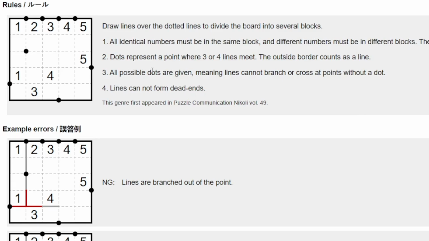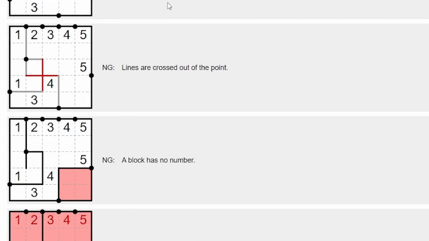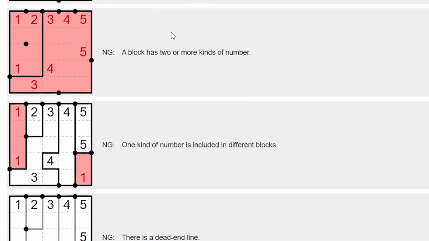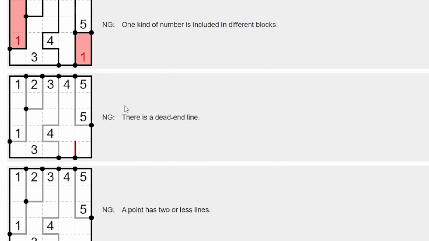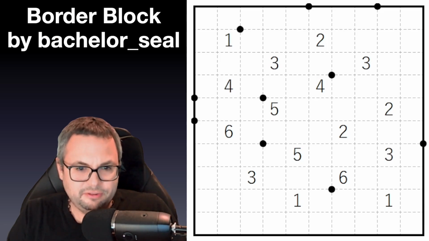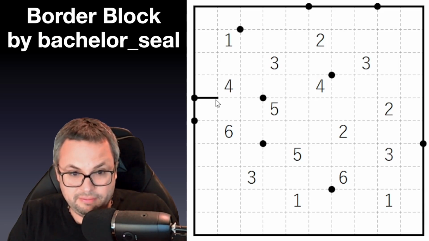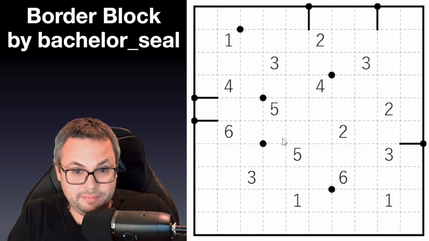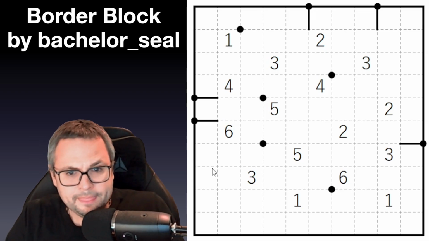And all possible dots are given, meaning that lines cannot branch or cross at points without a dot, and lines cannot form dead ends. I'm guessing that would be a line with a dead end, is what they're suggesting. There's the dead end kind of line. Okay, so the finished version looks something like that. So dots mean 3 or 4, and all are given. Okay, so 3 or 4, if you're coming through the exit, I guess at least means that we have to do that, right?